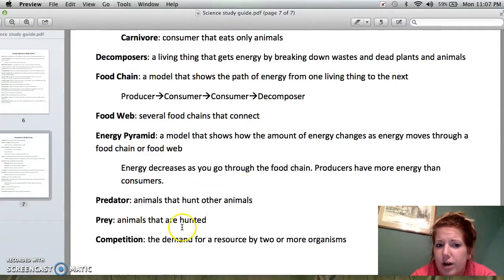Predators are animals that hunt other animals. Prey are animals that are hunted. Think back to Seraphina. She's a predator when she's going after the rats, but the prey are the rats. But with the man in the black cloak, she's the prey, or the kids are, and he's the predator. So it's just a lot of things going back into ecosystems and the vocabulary within there.